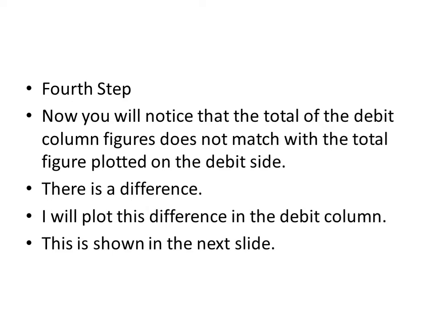Now we are down to the fourth step, and here I want you to examine the debit column of the account, and you will notice that if we add up all the figures in the debit column, then we find that these figures are different from the total $66,000 that we have plotted on the debit side of the account. So there is a difference. This difference you have to write down in the account, and this difference is the balance in the account, and this is shown in the next slide.